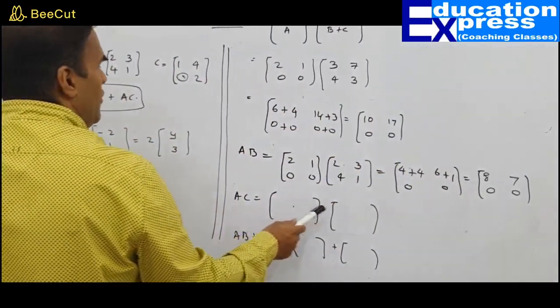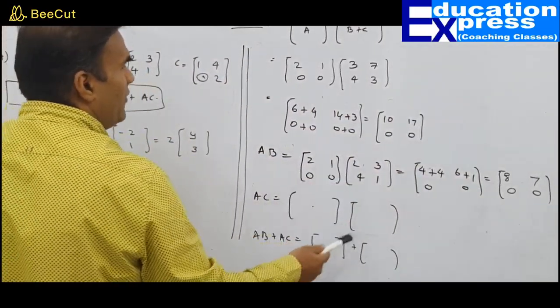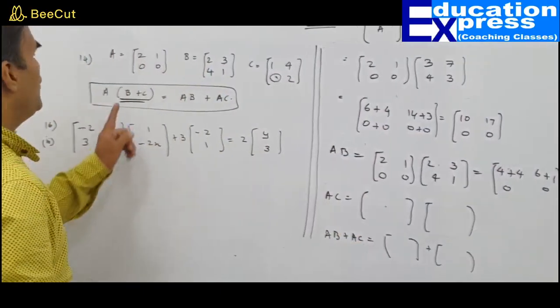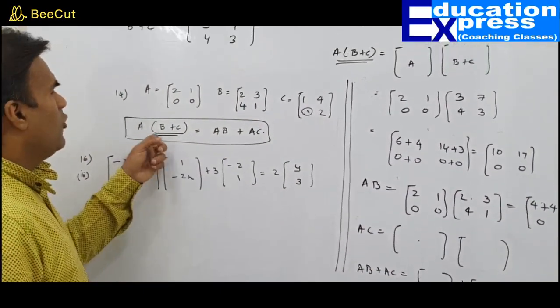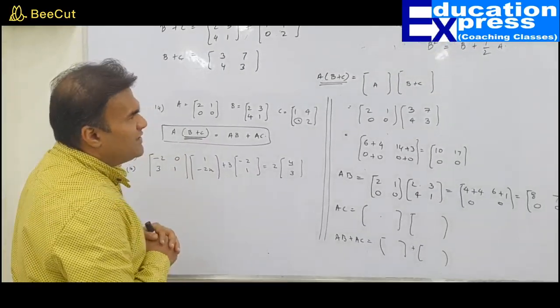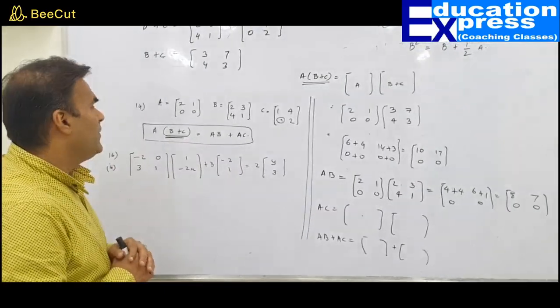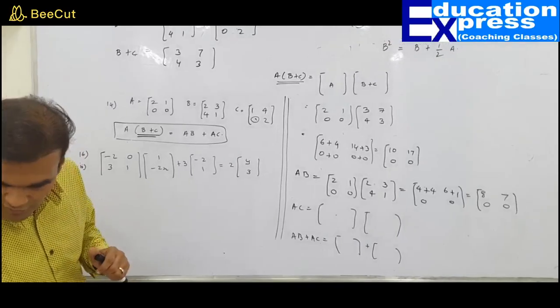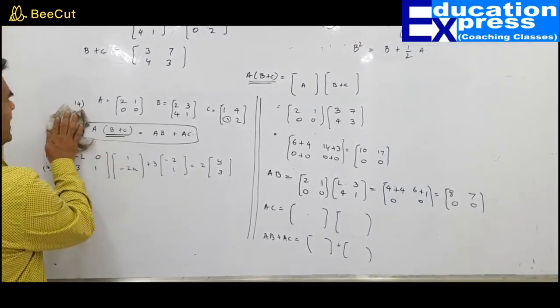Similarly, you can find out AC. You can add both the matrix and then you can check if both are same or they are not same. My evaluation says it will be the same, and that is how we can do the question. Move on to the next one.